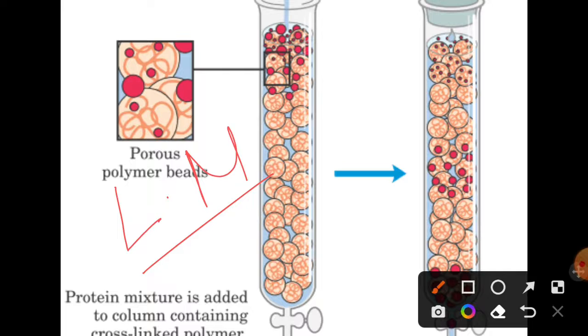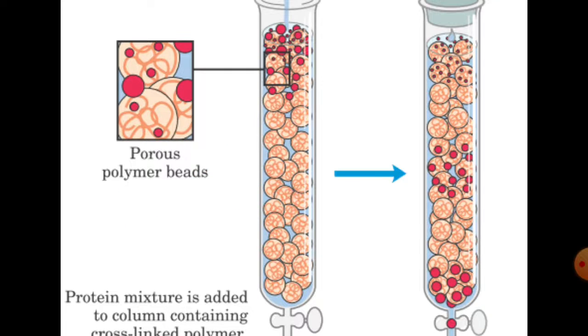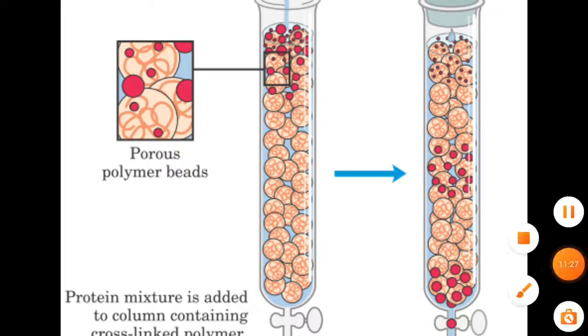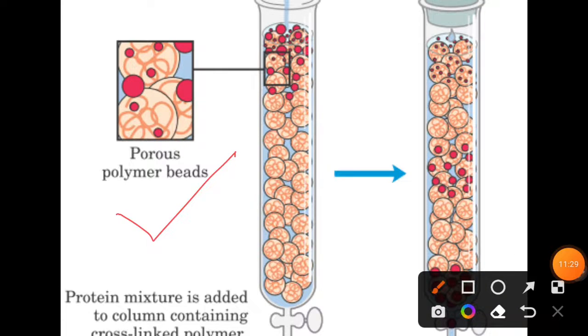Now let us see, if you want to isolate a molecule which is larger in size, then you can use this one or you can use column chromatography.